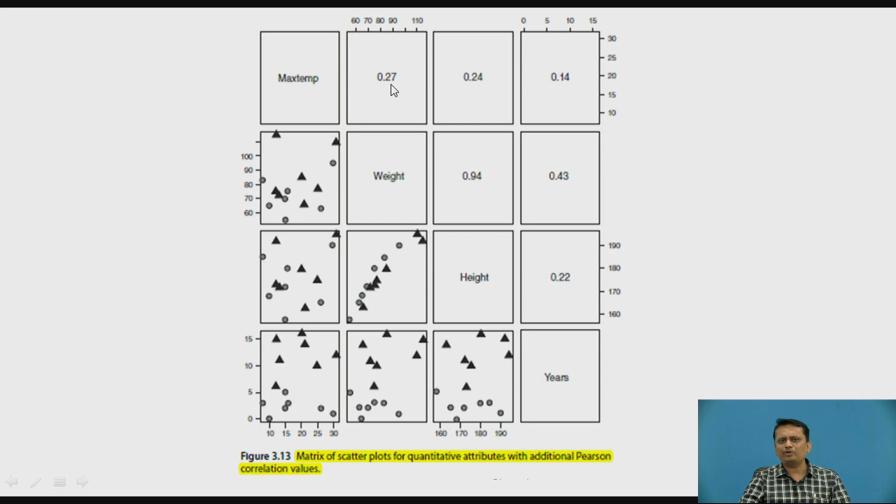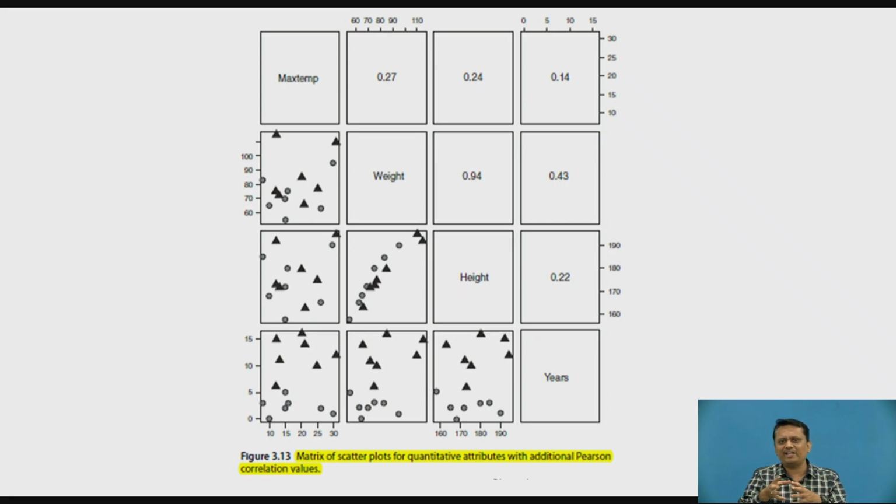So that table we calculated the correlation. So this 0.27, what does it indicate? This 0.27 is the correlation between the attribute weight and maximum temperature. This 0.94 is the correlation between the attribute height and weight. So a correlation value closer to 1 indicates a strong relationship between the attributes, like let us say the weight of the person is increasing, maybe the height of the person will also be higher or increasing.